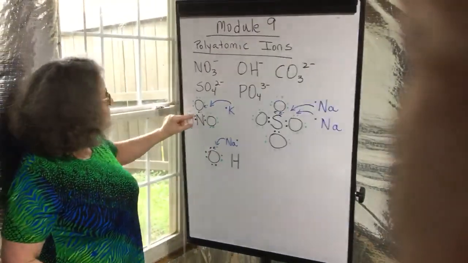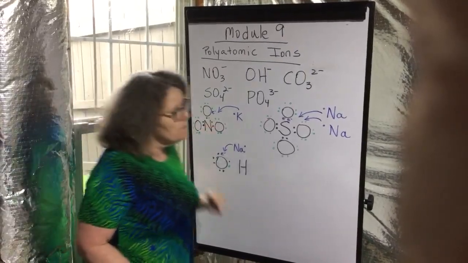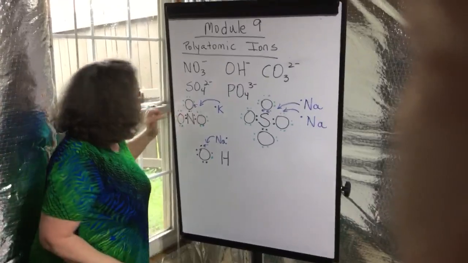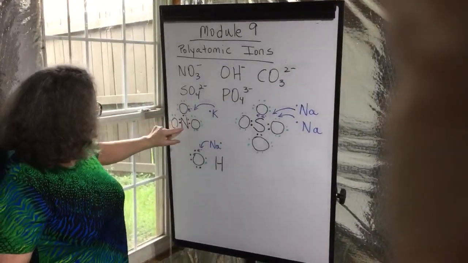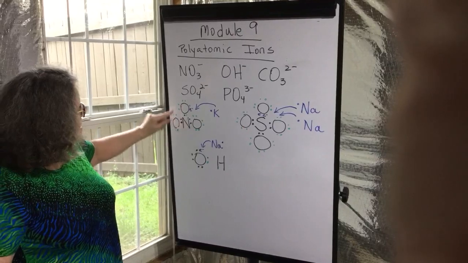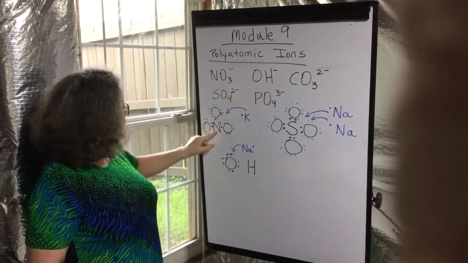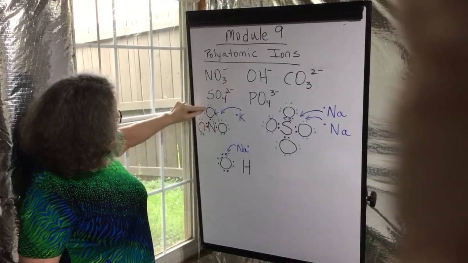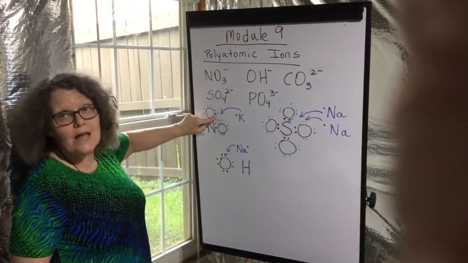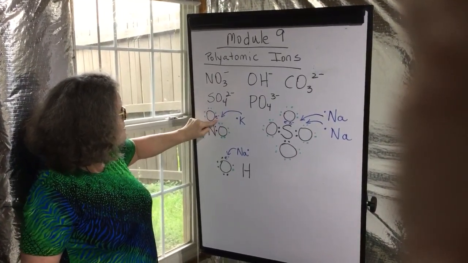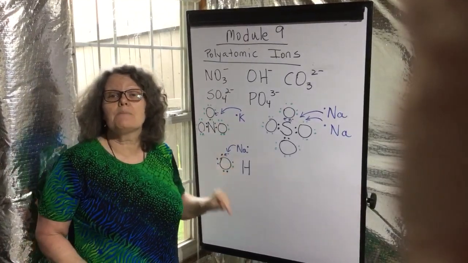Nitrogen is in group 5. That means it has 5 valence electrons, so I draw 5 dots. Oxygen is in group 6, so each has 6 valence electrons. I did the nitrogen electrons in black, and I did the oxygen, okay? Each one has 6. Now, nitrogen has 5. This oxygen requires another electron, so I made that as an E. Where's that electron coming from? Some other atom like potassium.